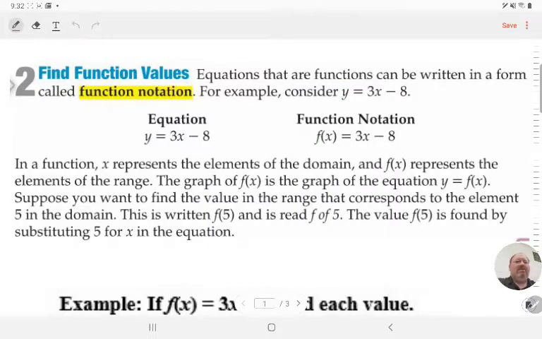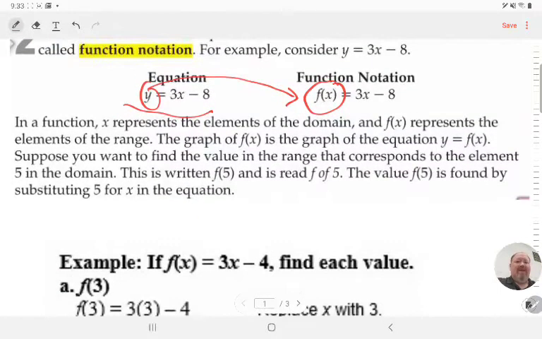So equations that are functions can be written in a form called function notation. For example, consider y equals 3x minus 8. That's an equation. If we want to write function notation, we replace the y with what function? So f of x. That would be the function notation.